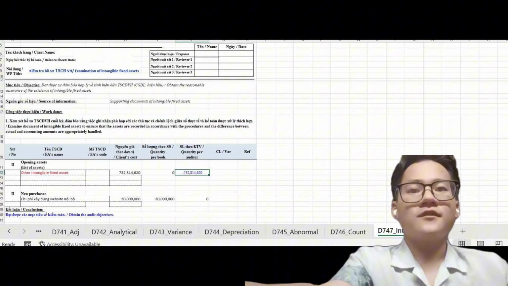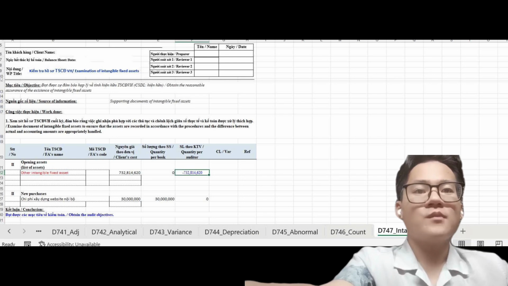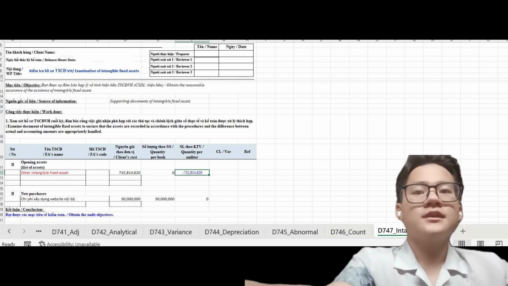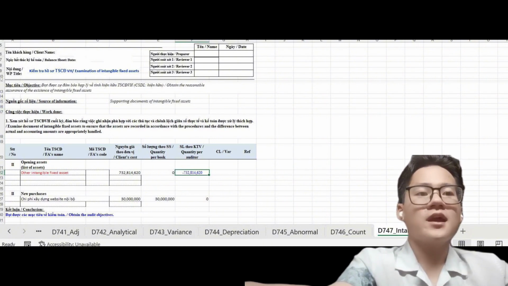Sheet D747, examination of documentation for intangible assets. This sheet deals with intangible assets, things you can't physically touch, like software or website development costs. They are harder to verify because they are not visible. Our job is to make sure they exist and are valued correctly.